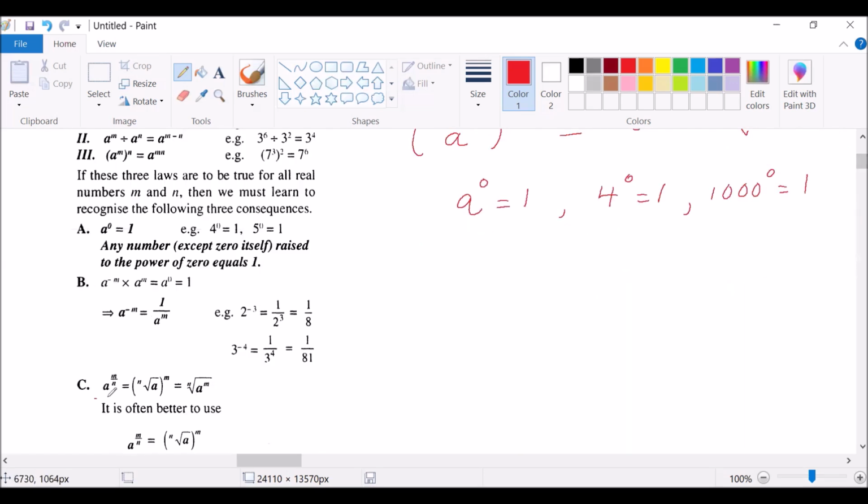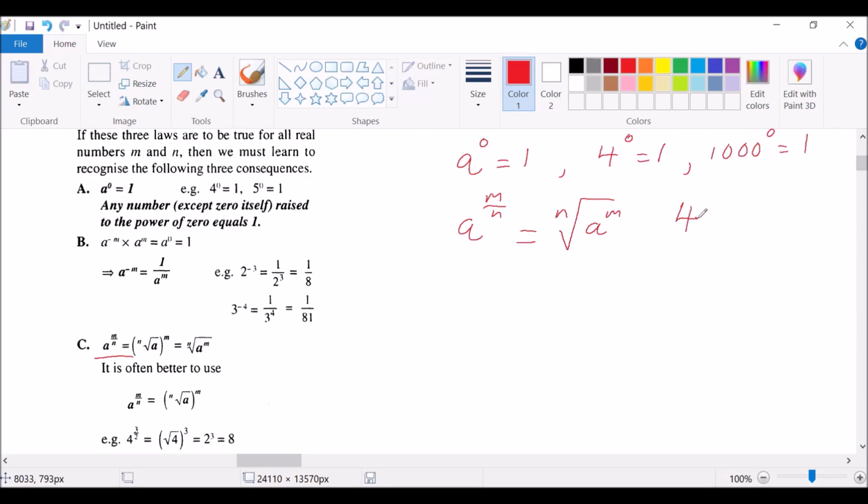We should also be familiar with this law, which says a^(m/n) is equal to the nth root of a^m. So a fractional power means a root. For example, 4^(3/2) is the same as the square root of 4 cubed, which is 2 cubed, which is 8.